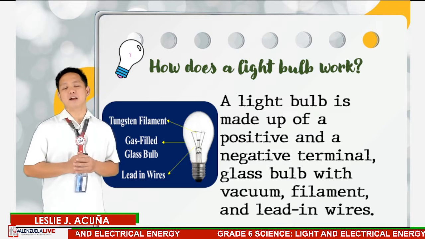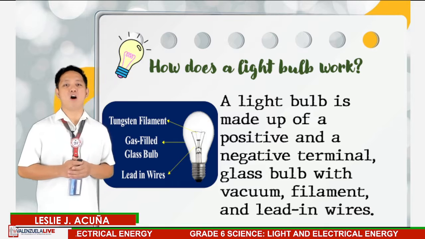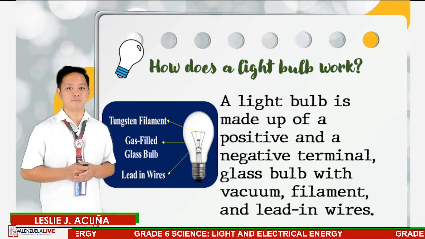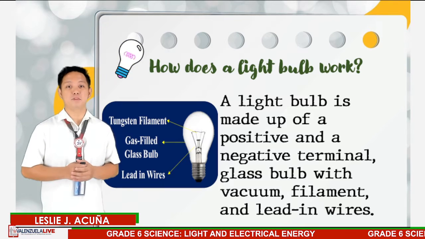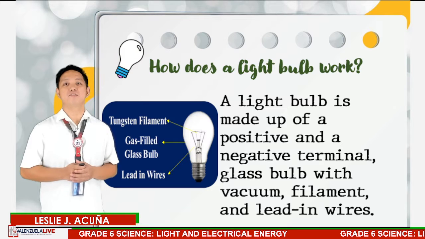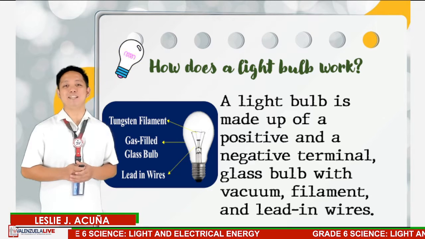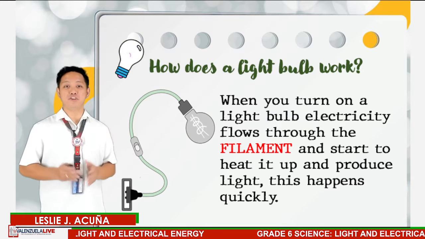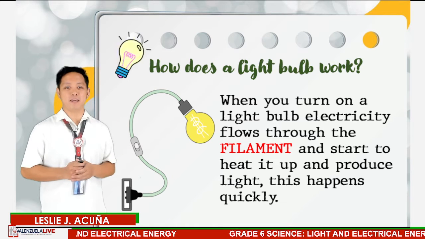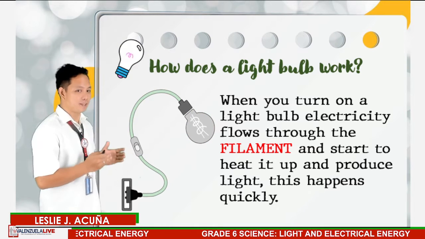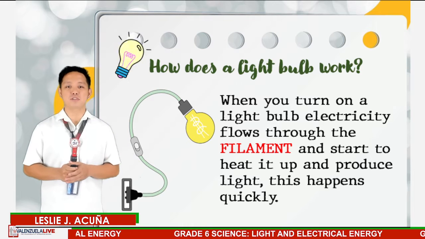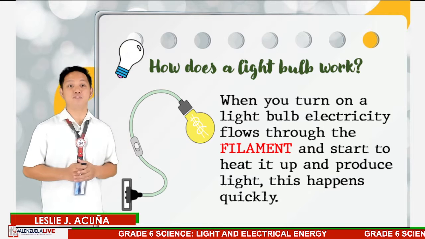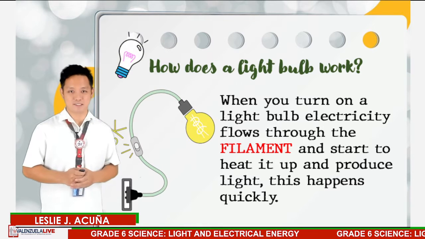So, a light bulb is made up of a positive and negative terminal, a glass bulb with vacuum, filament, and lead-in wires. When you turn on a light bulb, electricity flows through the filament and starts to produce heat. It starts to heat up and produce light. This happens quickly.